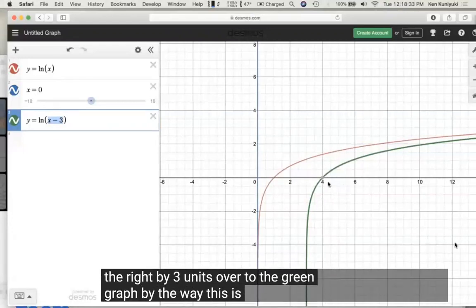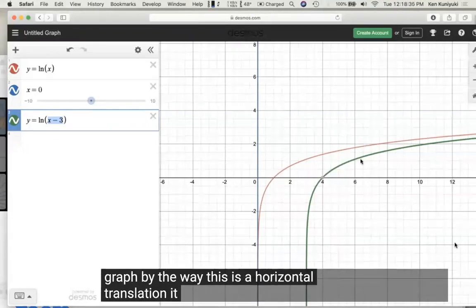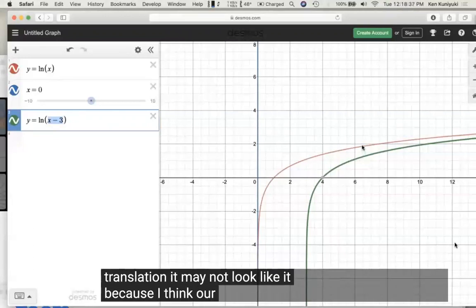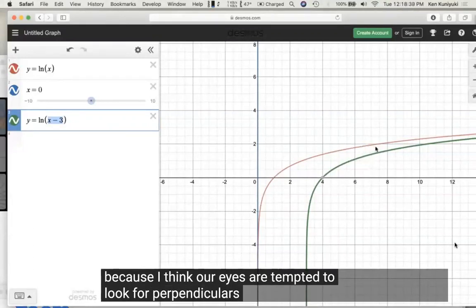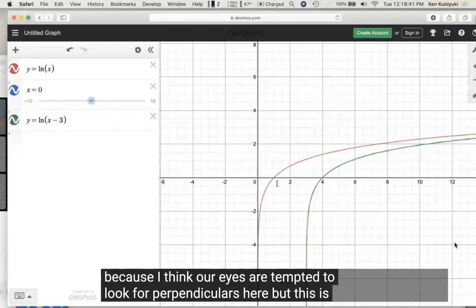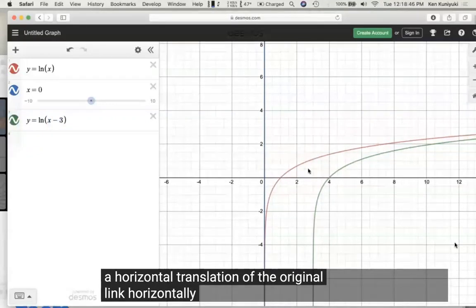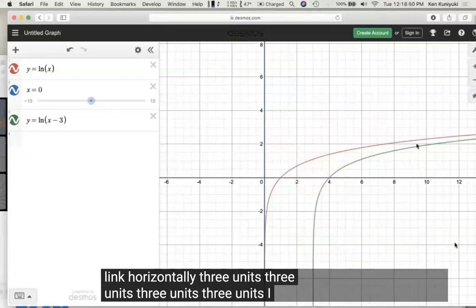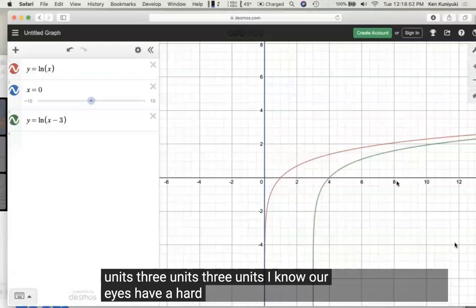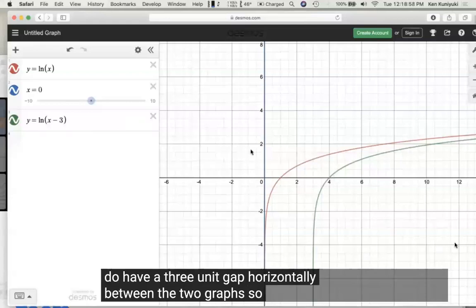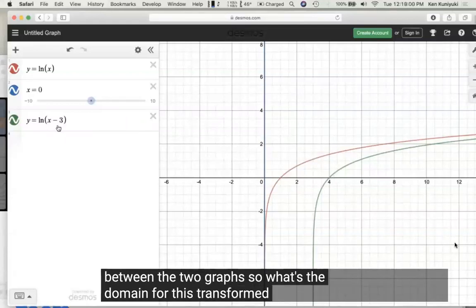By the way, this is a horizontal translation. It may not look like it because I think our eyes are tempted to look for perpendiculars here, but this is a horizontal translation of the original. Think horizontally, 3 units, 3 units. I know our eyes have a hard time seeing that, but we do have a 3-unit gap horizontally between the two graphs. So what's the domain for this transformed function?